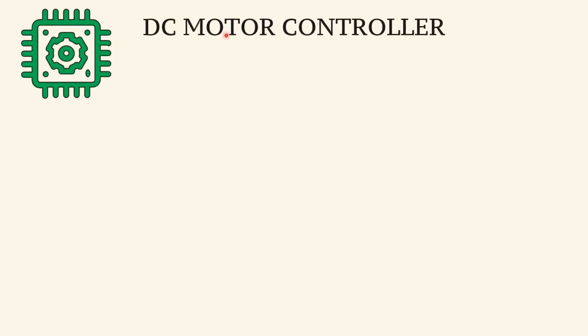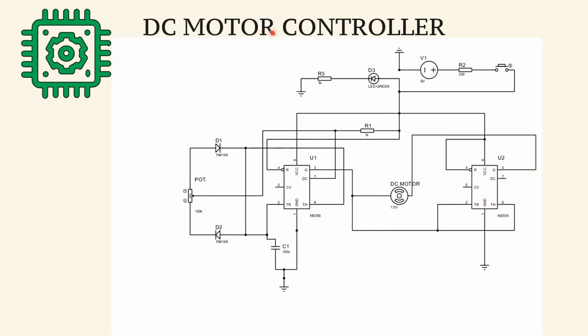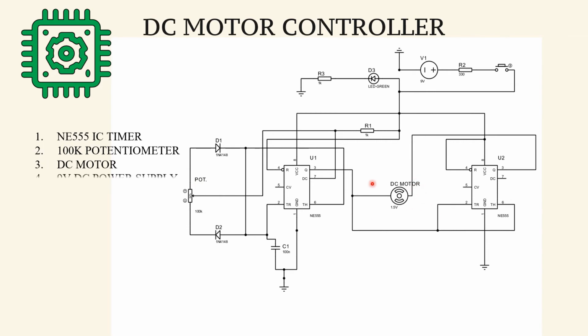This is a DC motor controller which I designed. It has 4 major components. The first one is the NE555 IC timer, the 100K potentiometer, the DC motor, and lastly the 9V DC power supply.